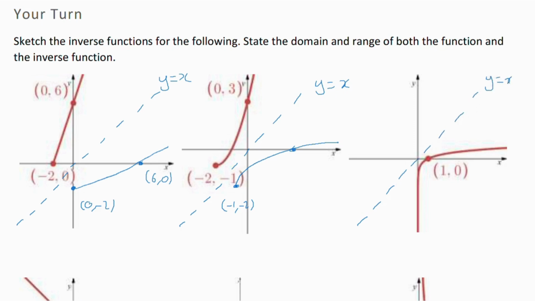Drawing our line y equals x to sketch the inverse. 1, 0 is now going to be at 0, 1. And instead of having this vertical asymptote here, it's going to have a horizontal asymptote here, coming along and bending up quite steeply like that, where that point there is 0, 1.